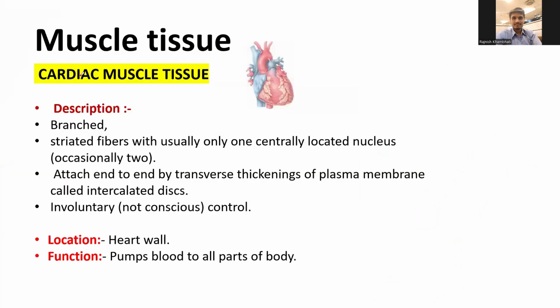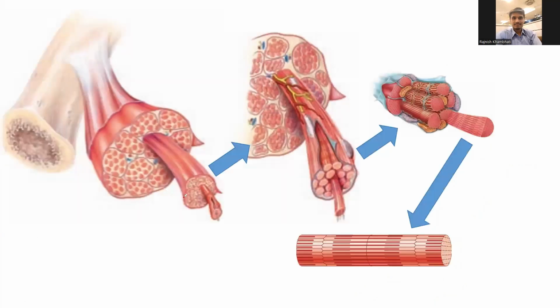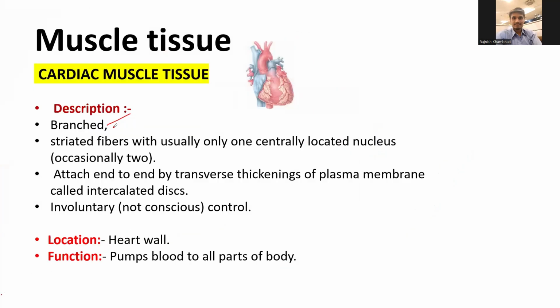Next, second tissue, that is cardiac muscle tissue. This is the beautiful picture of the heart. Description: they are branched. Okay, cardiac muscles are branched. And I forgot to mention, but let me tell you that skeletal muscles are non-branched. Okay, these are non-branched filaments, but these are branched structures.